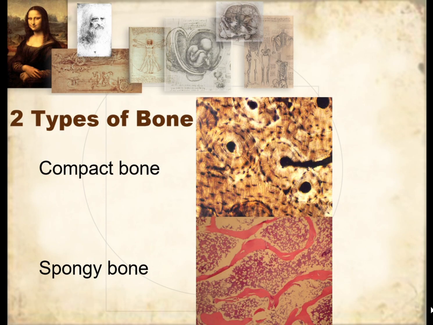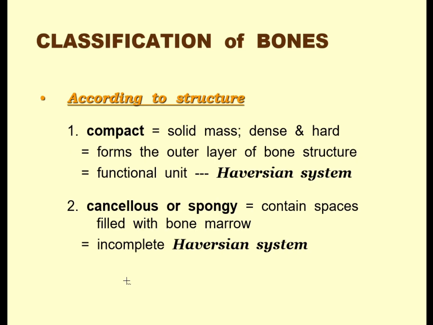Okay, so we have two types of bone. One is the compact bone and another is the spongy bone. Okay, next, the classification of bones.